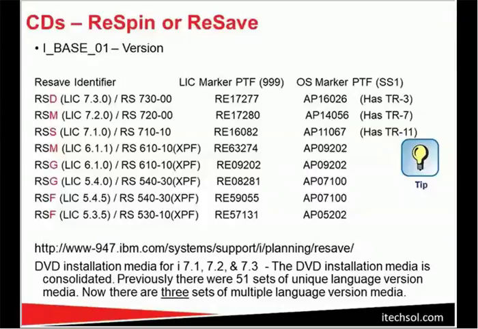Now, respins or resaves, I've heard them called both, and I want to talk about what they are. This will make your upgrade faster and may possibly prevent problems. What IBM does is, let's talk about what the iBase is first. The iBase is where the Licensed Internal Code is, right? That would be like 5770999. That's the Licensed Internal Code. That's where the iBase is.